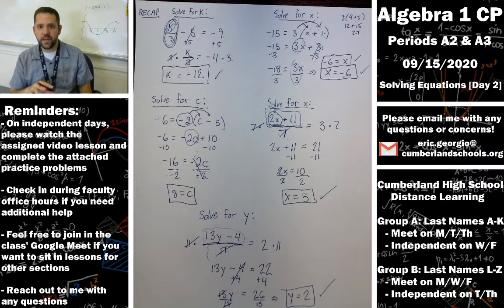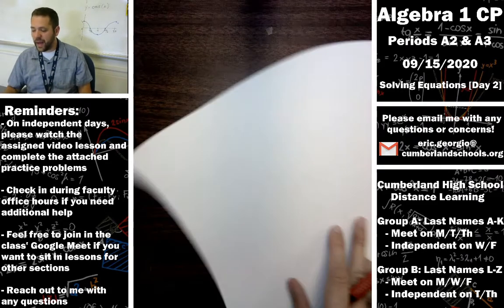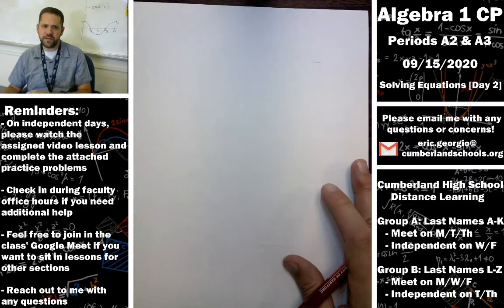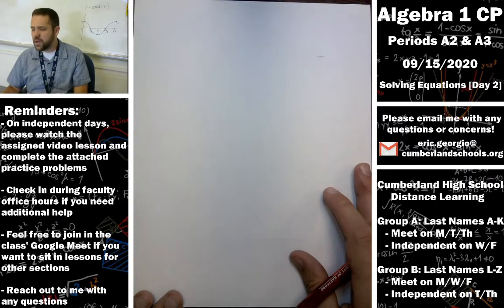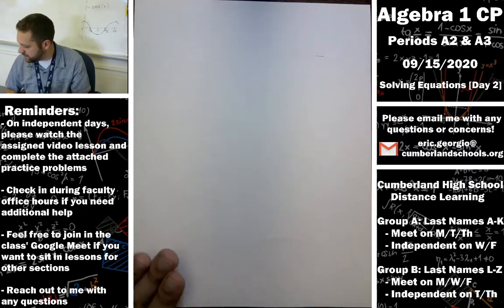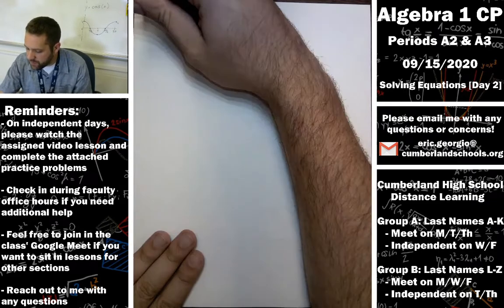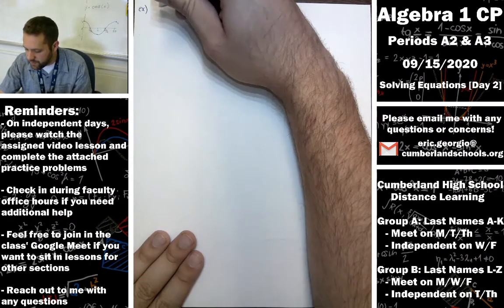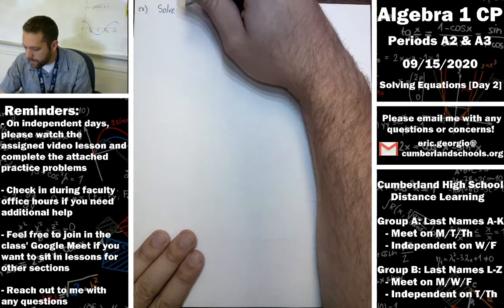Alrighty. Let me show you a couple examples now of something that's known as combining like terms. And I'm pretty sure this is something that you've been exposed to before, but if not, I'll try to explain it as best I can. All right. Suppose you had a problem that was like this. We wanted to solve for x.